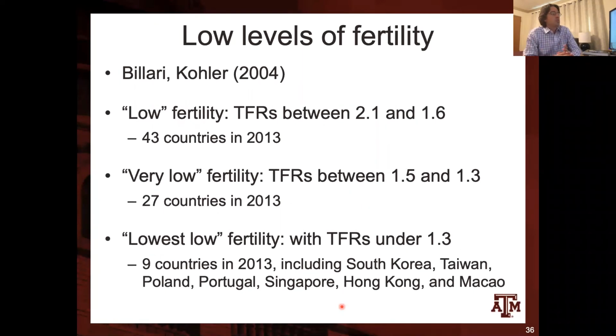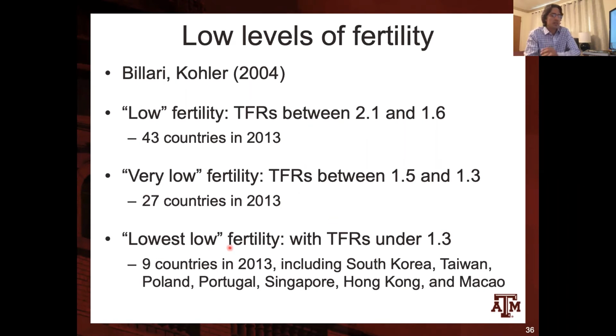In this case, just to better explain these terms of low fertility, very low, and lowest low, Wheeler and Kohler, they classified countries based on these criteria here. 43 countries in 2013 were classified as having low fertility, fertility between 2.1 and 1.6. So fertility already below the replacement level, but down until an average of 1.6 children per woman. Very low fertility, those countries, around 27 in 2013, that had total fertility rates between 1.5 and 1.3.